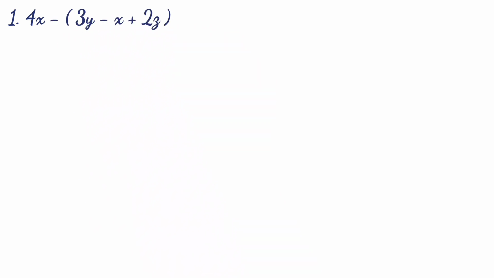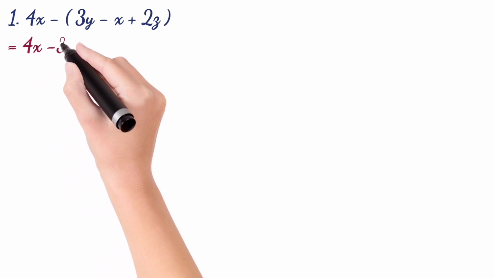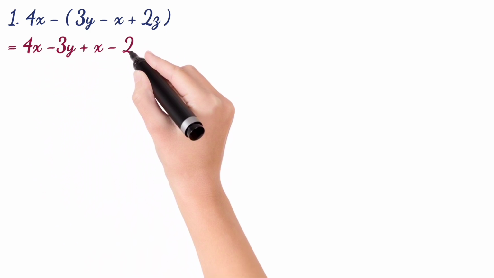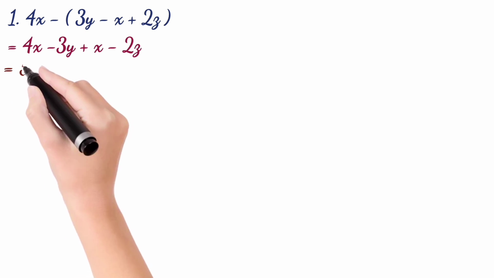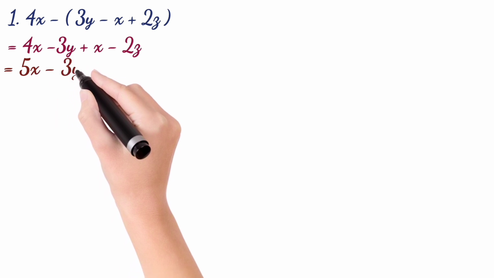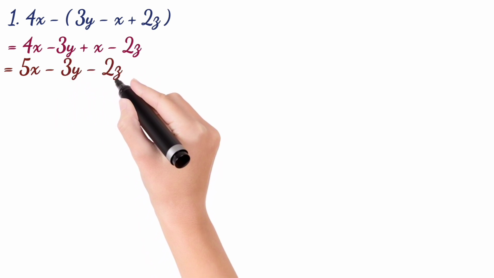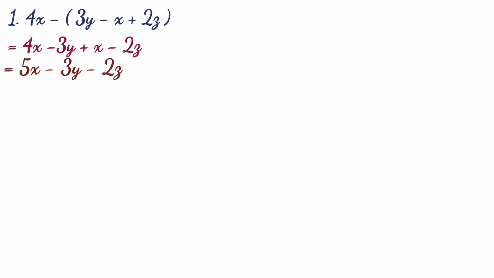Okay. Now the first one: 4x minus, bracket start, 3y minus x plus 2z, bracket close. Second golden rule: before a bracket, if a minus sign is there, you have to change all the signs which are inside the bracket. See this, 4x minus 3y, minus x becomes plus x and plus 2z becomes minus 2z. Now you see 4x and x are both like terms, so you will add, so it becomes 5x minus 3y minus 2z. Understood now?